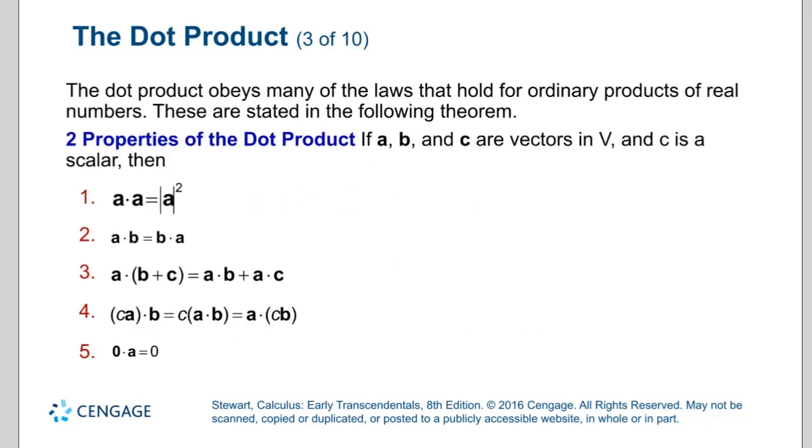The dot product has some basic properties, and most of these are very similar to the ones we use for regular numbers. A dot A is just the magnitude of A squared. A dot B, you can reverse it to do B dot A. For the dot product of A with (B plus C), you're just going to distribute, so it's A dot B plus A dot C. If you have parentheses, we can shift those parentheses around. You can also shift the scalar value around as well. And if you multiply by 0, you're going to get 0.